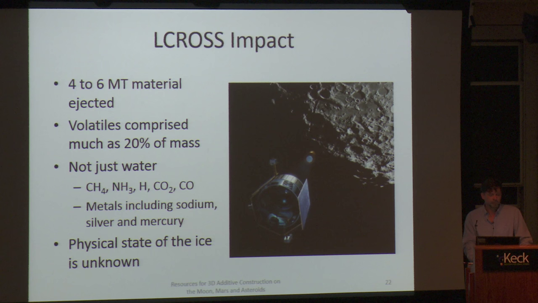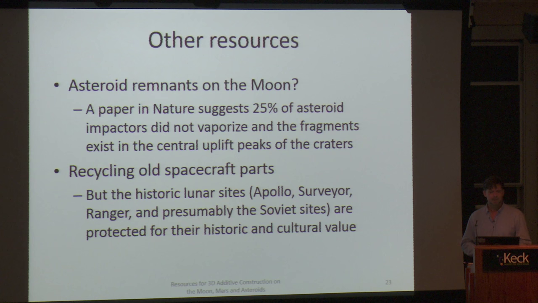The physical state of that ice is unknown. Is it hard lenses of ice? Is it fluffy snow? Is the regolith itself fluffy or compacted? There's reasons to believe it may be very fluffy, including the LCROSS results themselves. Other resources on the moon.